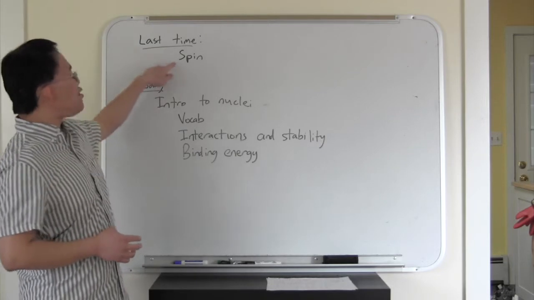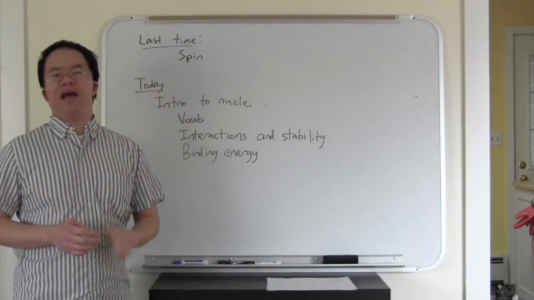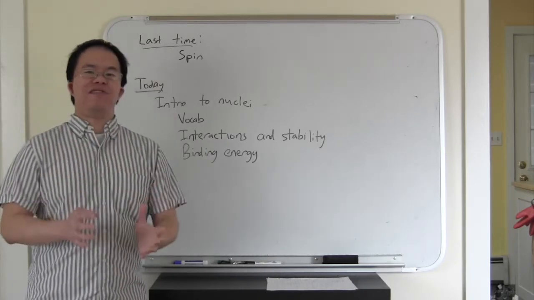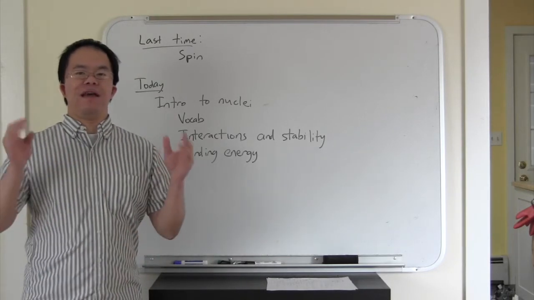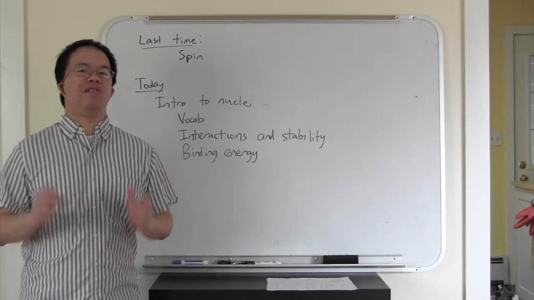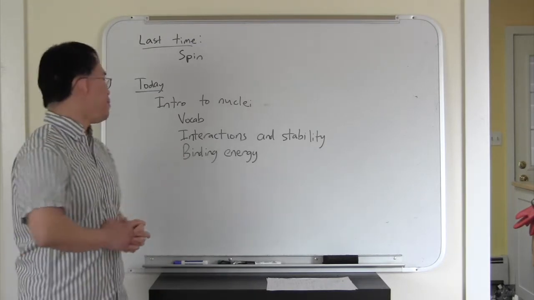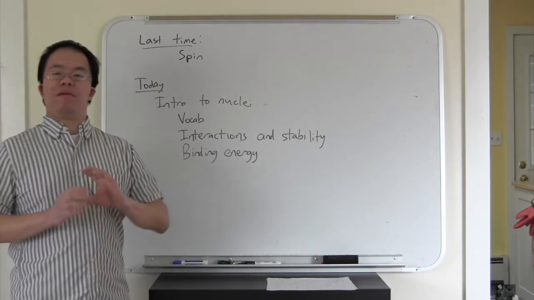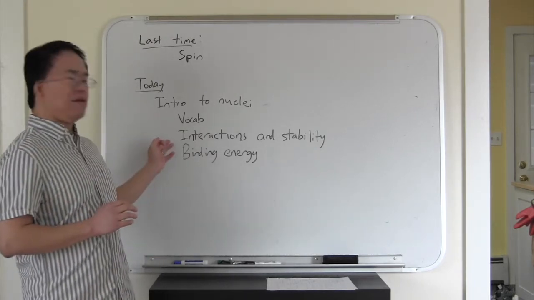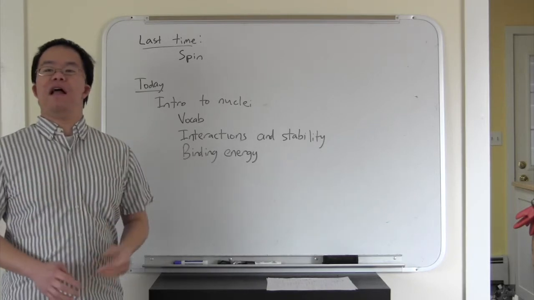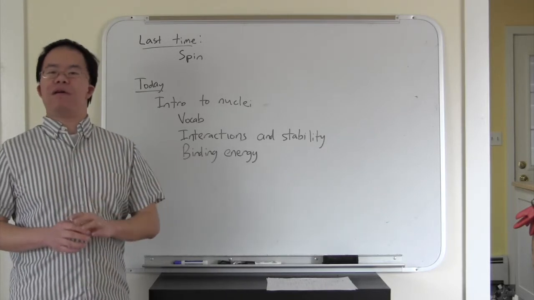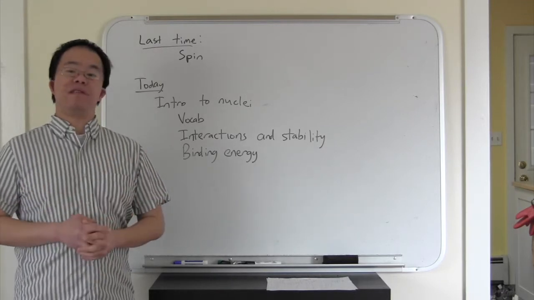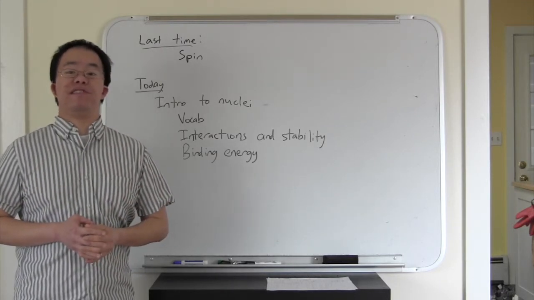So to recap, last time we talked about spin and some of its applications. Today we're going to shift gears to our final topic of the course, a very brief introduction to the physics of nuclei. So today I just want to introduce some terminology. I want to briefly talk about nuclear interactions and stability, and then I do want to talk about binding energy calculations since they draw on some material we talked about earlier in the semester.